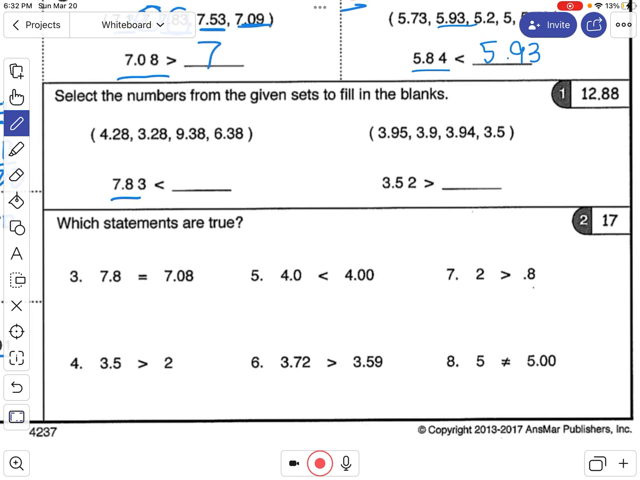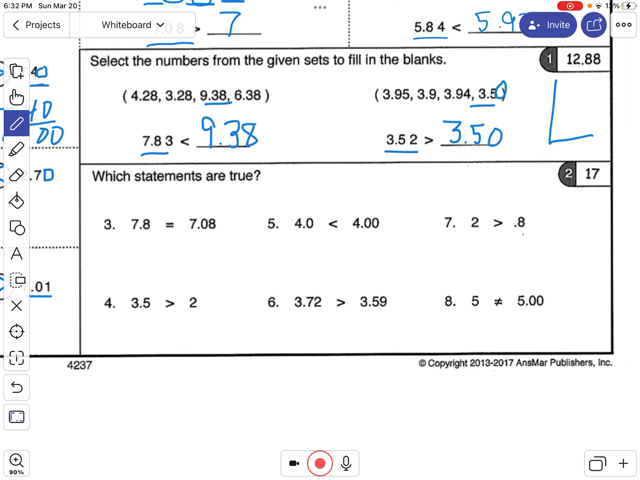All right, so here we have 7.83 as the little number. The big number is 9.38. That's pretty easy. 3.52 is the big number, so we need the little number. This is 3.50, right, which is smaller than 3.52. And add those up in the corner over there. Make sure you did the check answer.